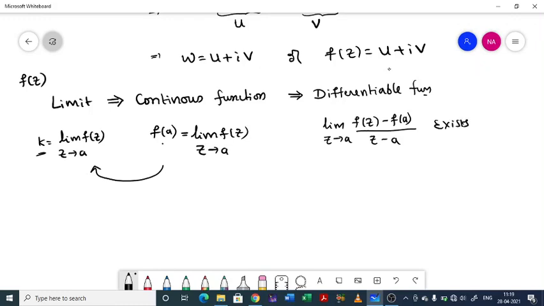If this limit exists, then we say that that function is differentiable. If that limit exists, we say that that function is differentiable. And obviously every differentiable function will be continuous. But the converse need not be true. In all these cases, this need not be true.